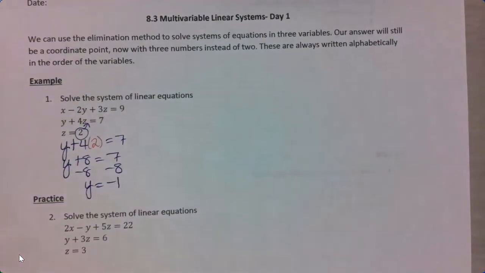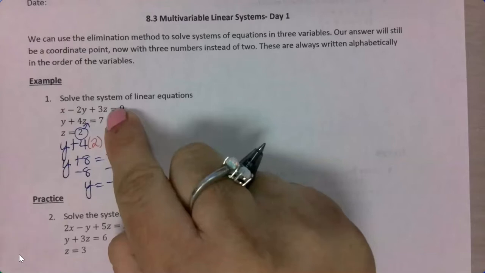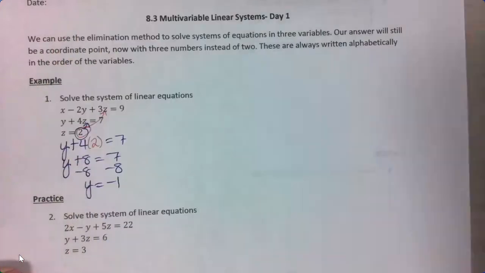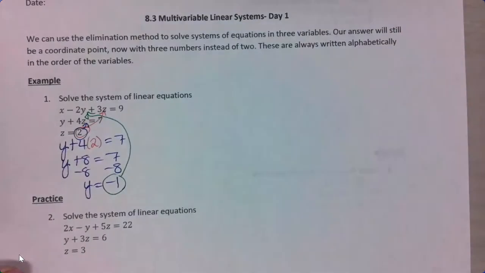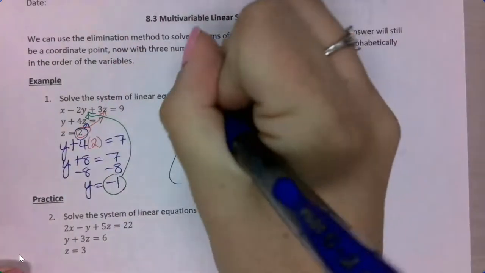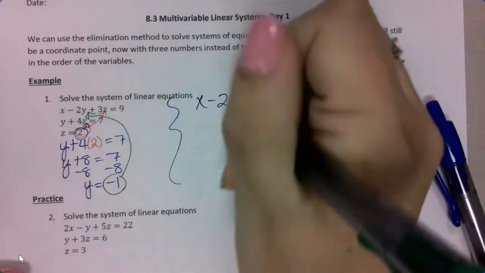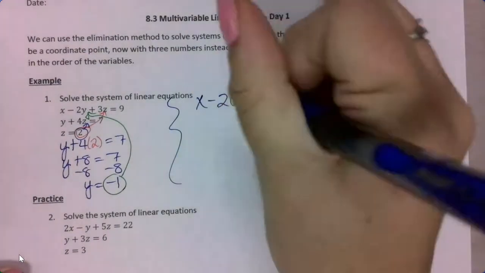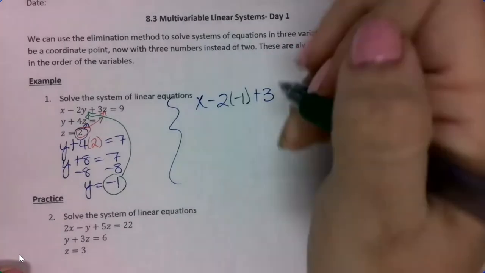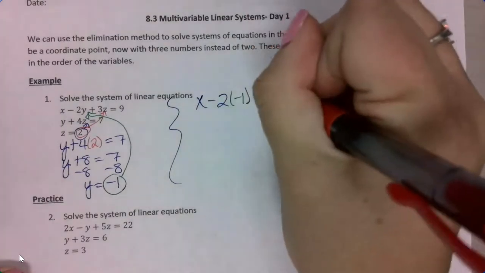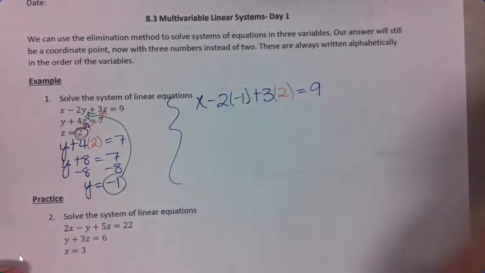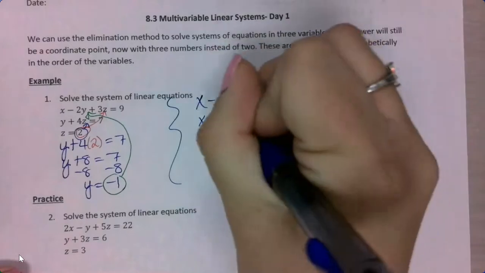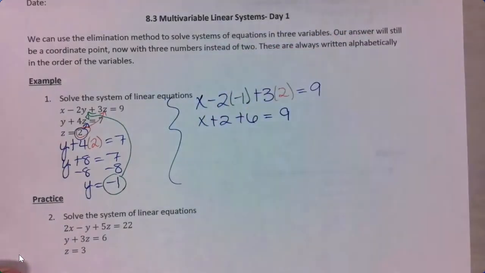So now I know my y and z value. I can plug back into my original equation. I am going to take this z value and plug in up here, and this y value, and plug in right here. So I am going to have x minus 2, my y was -1, my plus 3 from the equation, and z was 2. This whole equation should equal 9. Then I want to go ahead and solve. I'm going to have x plus 2 plus 6 equals 9.